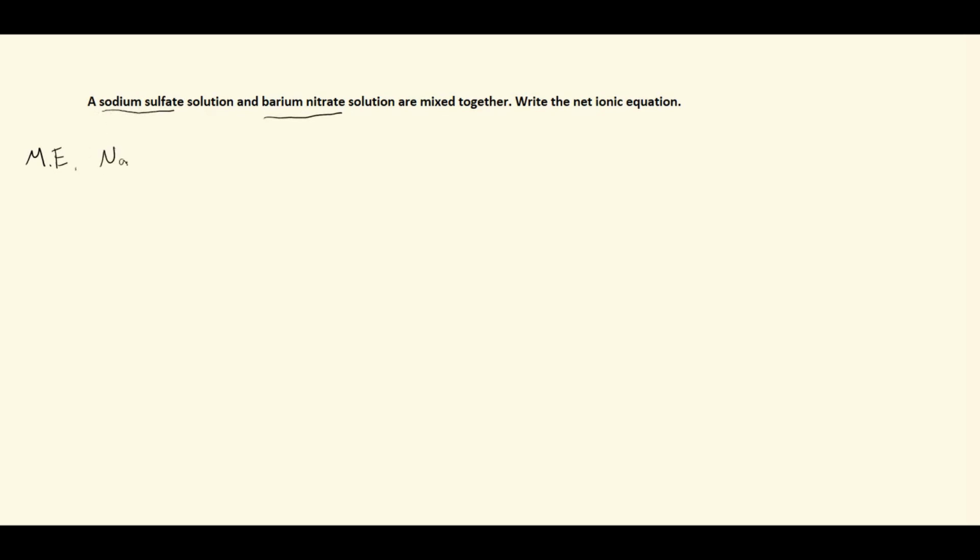So we got Na2SO4 plus Ba. Barium has a 2+ charge, so we need 2 nitrates. And that gives us what? Well, we see that we have 2 ionic compounds, so the cations are going to swap, so we get sodium nitrate and barium sulfate.